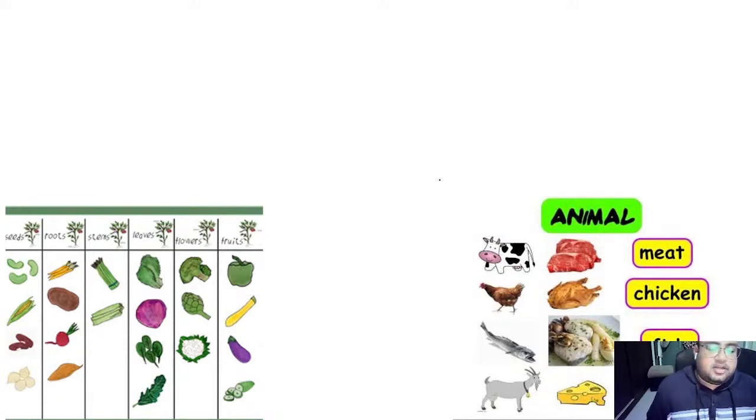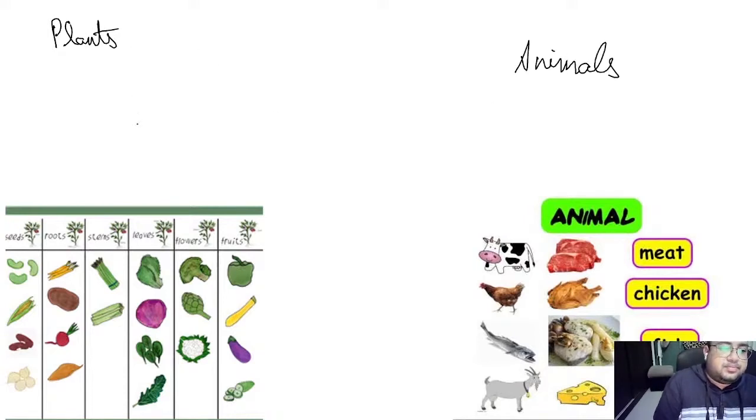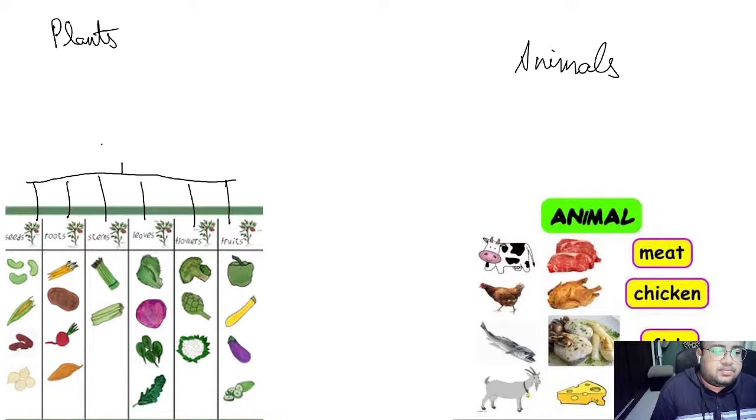Firstly, I told you where do we get food from. We get food from plants and animals. Here are a few examples. What are the foods that we get from plants? You see, a plant is useful in every way. We eat seeds of plants, roots, stems, leaves, flowers, and fruits of plants. You can take down, students.